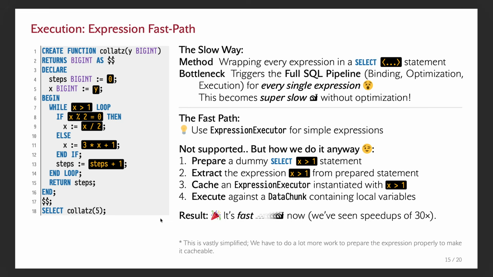It's all just SQL in here, which means if we do it the slow way, we would just wrap all of this, like the 0, x greater than 1, inside of a select statement and just execute that. And you can imagine if this loop runs for like 1,000 iterations, that's a lot of queries you are executing here, which is really, really slow.